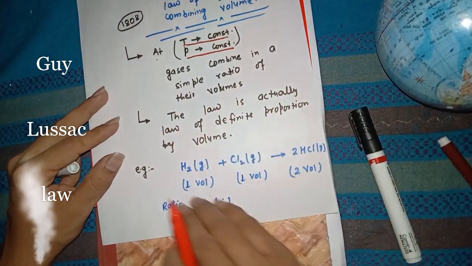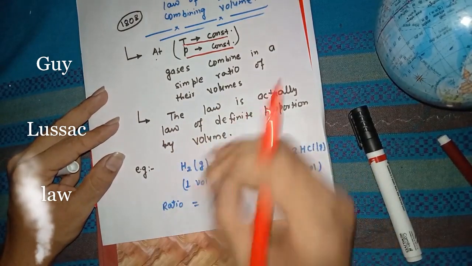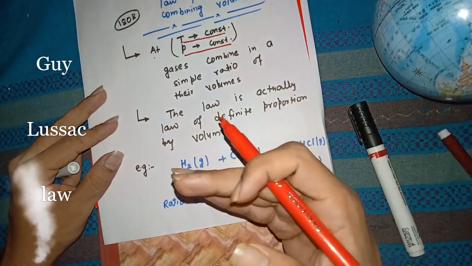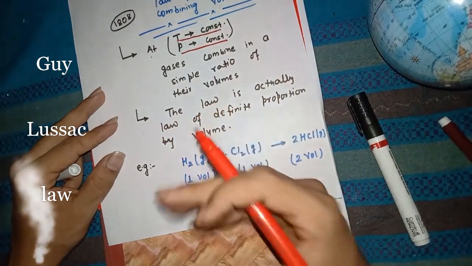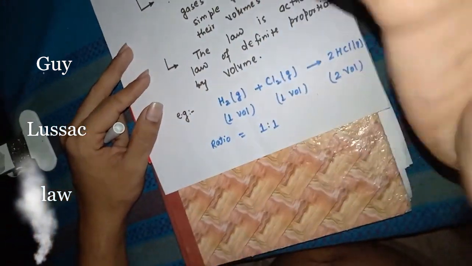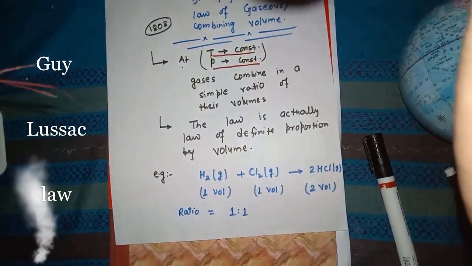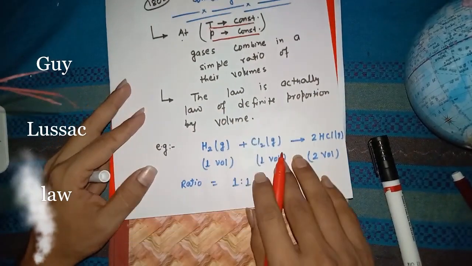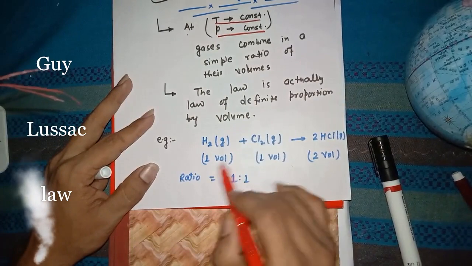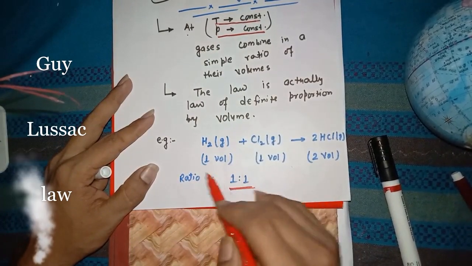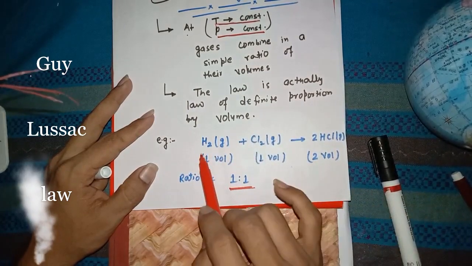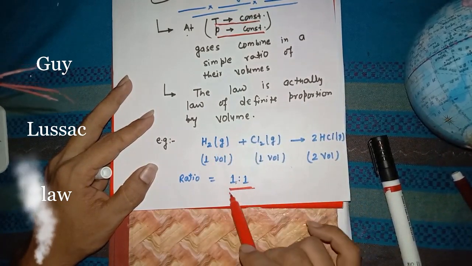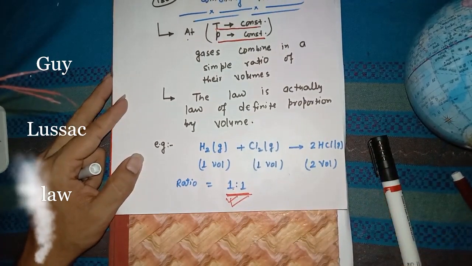That means you have to consider all the reactants and products in gaseous form. It is a necessary condition. If I react sodium and chlorine, then sodium must be in the gaseous form, not in solid or liquid form. This law is valid only when we take all these species in gaseous form. See, the ratio is 1:1, because if you balance it, one volume of each reactant becomes two volumes of product. The ratio between the reactant species is 1:1.